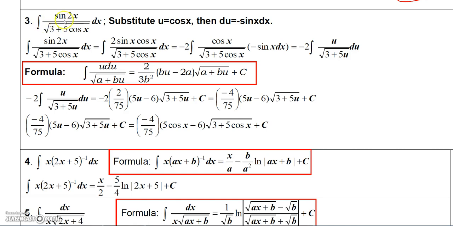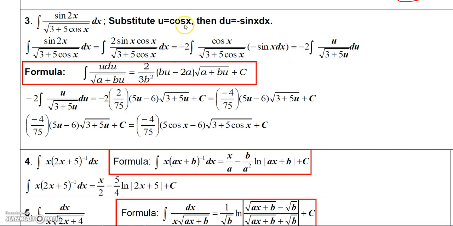Now what I'm going to do first here is eventually let u equal cosine x, so that du is minus sine x dx, and then I'm going to use a formula. But let me show you what I need to do first. First thing I need to do is write sine 2x as 2 sine x cosine x. And then I can take the sine x and put it with the dx to get it out of the way.